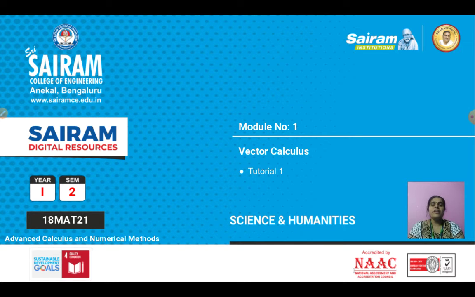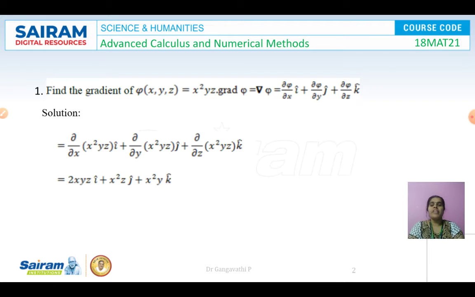To begin with, let us find, the question is, find the gradient of phi of xyz, which is equal to x square yz. So it is like we have to find grad phi. This is what the question is: find the gradient of phi of xyz, which is equal to x square y into z. So now we have to find the solution.